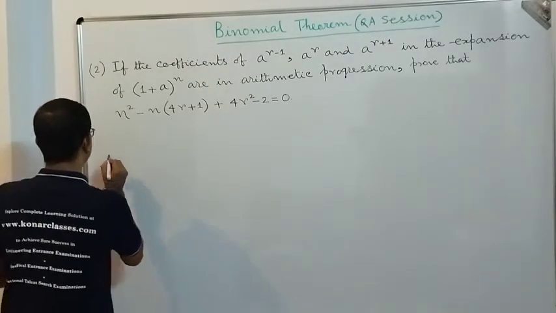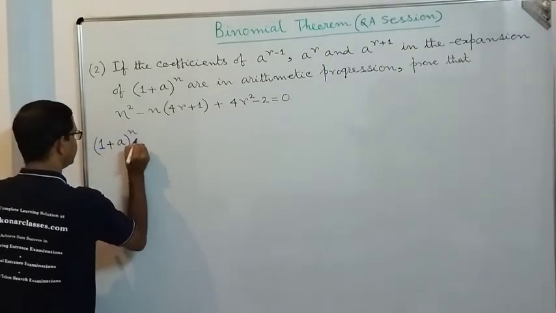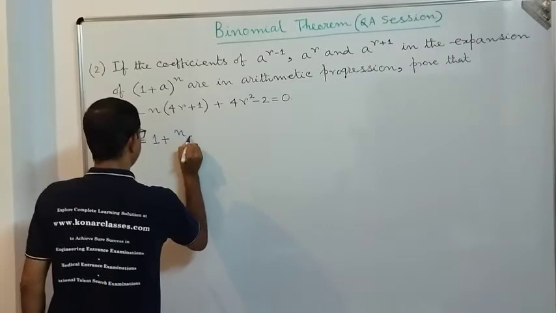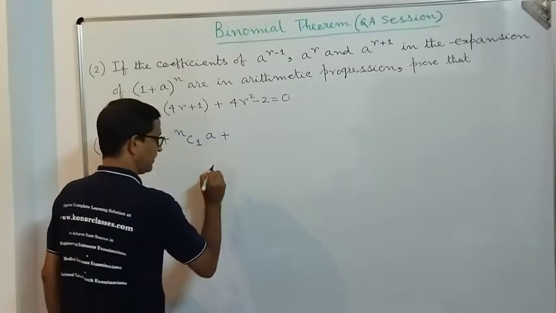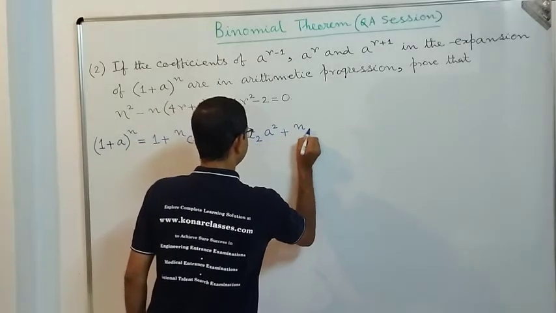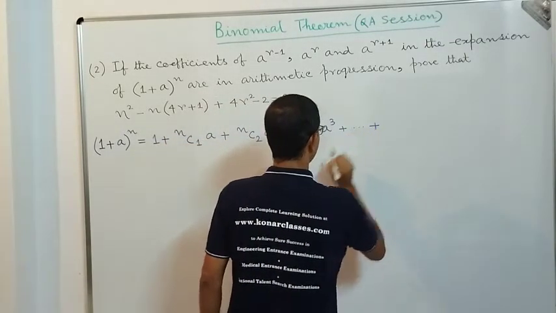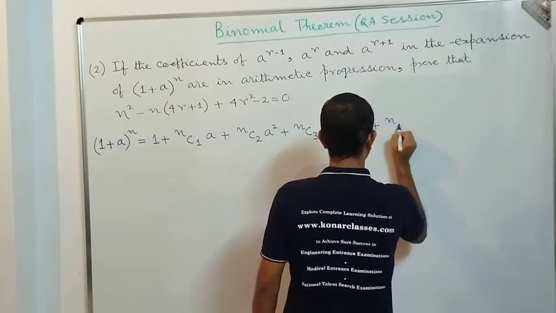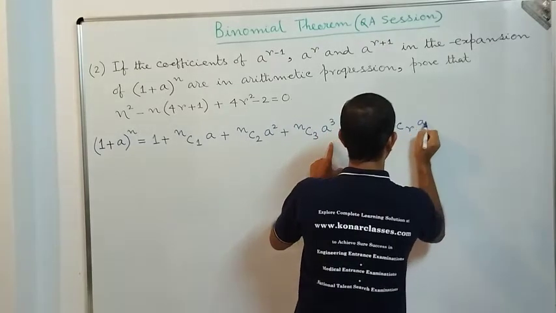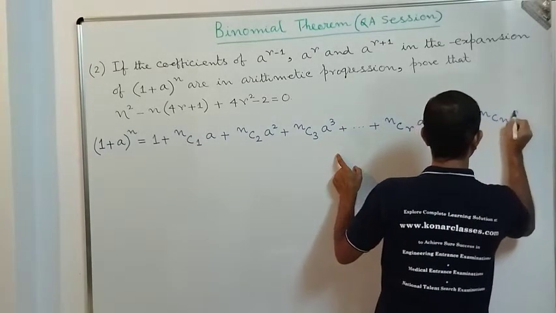So if we look into (1 plus a) power n, if you recall dear students, I discussed this thing in our previous class, that is equal to 1 plus nc1 into a plus nc2 into a square plus nc3 into a cube. In that way it will continue. The last term will be ncn, or we can consider the r plus 1th term should be ncr into a power r, and in that way it will continue. The last term will be ncn into a to the power n.